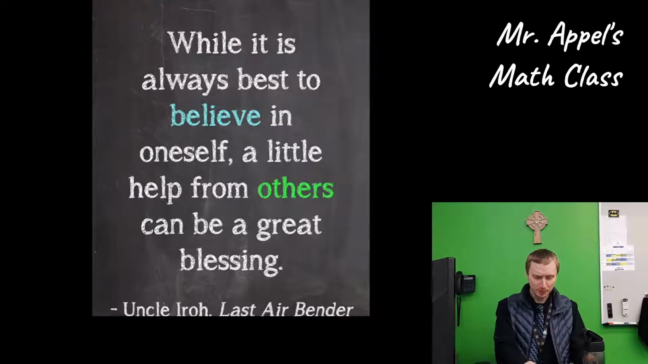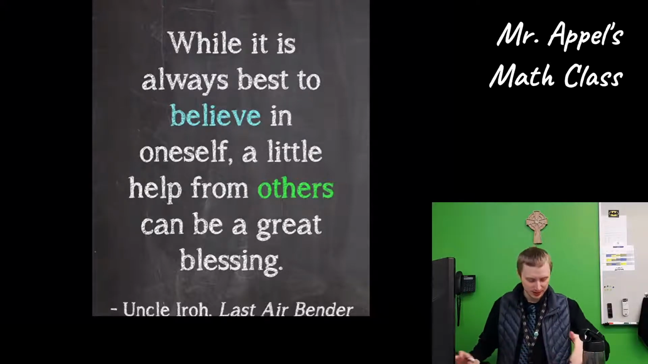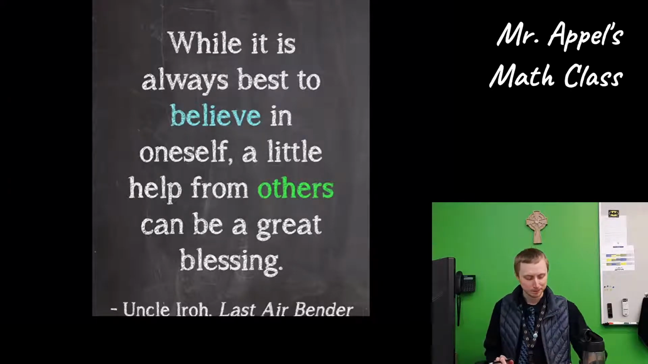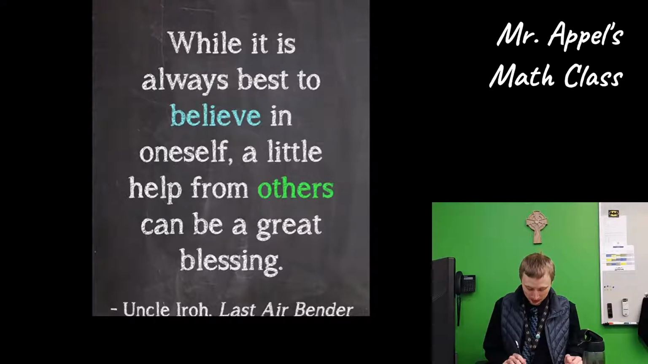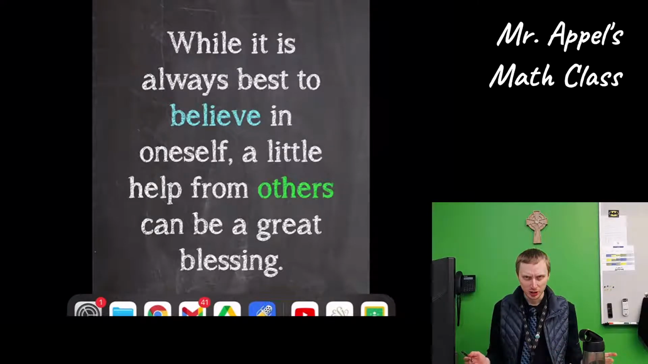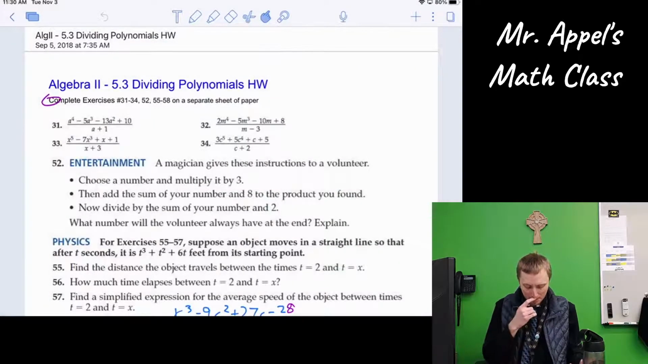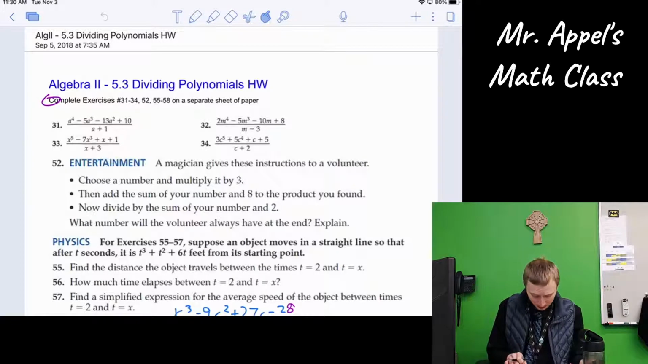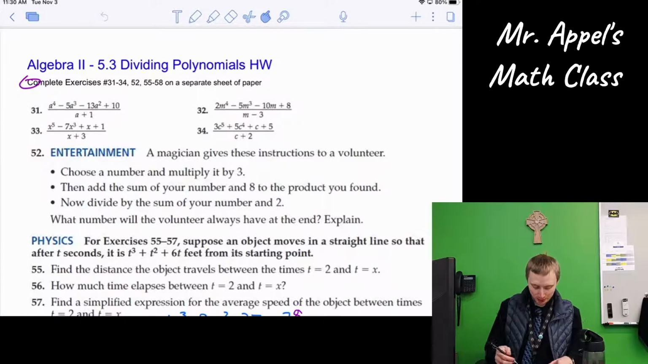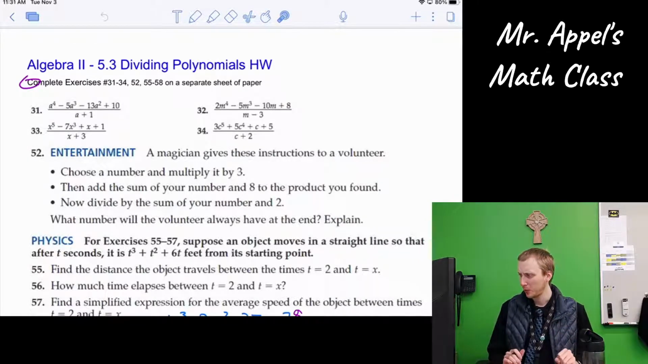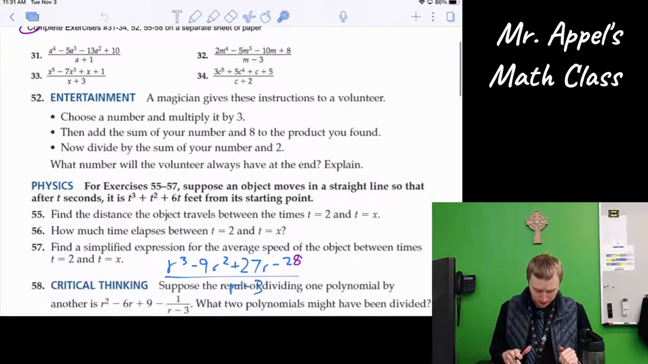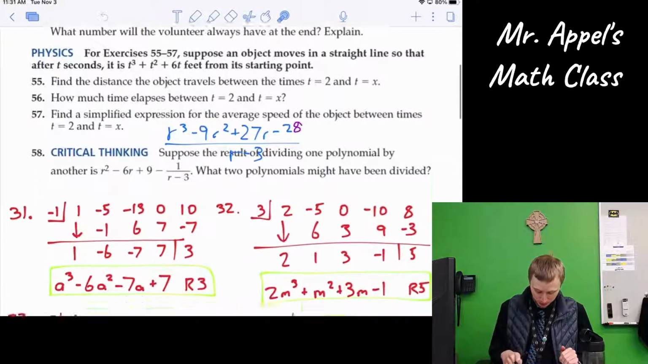Anyways, we've been doing some awesome stuff with dividing polynomials. So let's check our work from yesterday, and then we'll practice some more synthetic division. All right? So here was yesterday's homework. It was four basic problems, and then we had a few word problems there. So we'll go through each of those.